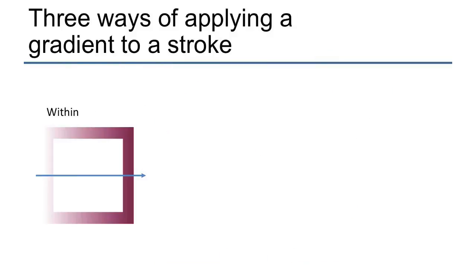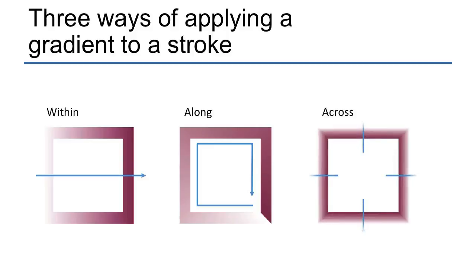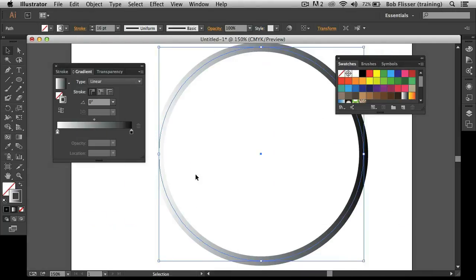When you apply a gradient within a stroke, that means the gradient simply starts at one edge and it goes all the way through to the other edge, kind of like the stroke is part of the fill. If you apply a gradient along the stroke, that means the gradient is going along the path of the stroke. And the third way, across, will simply start the gradient on the inside and go to the outside, or the outside and come into the inside. Let's apply some colors first.